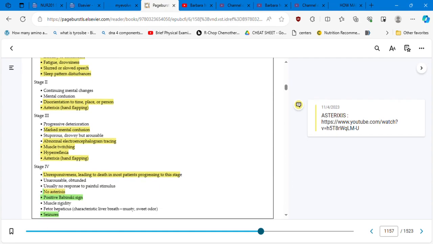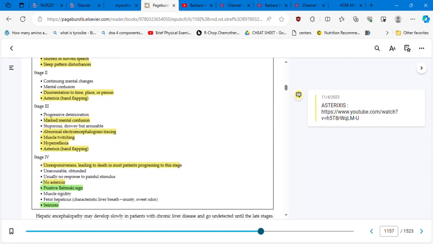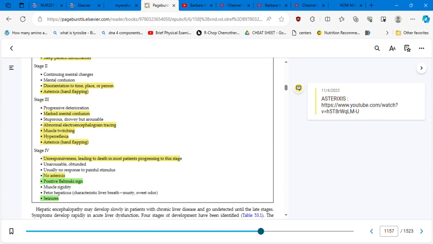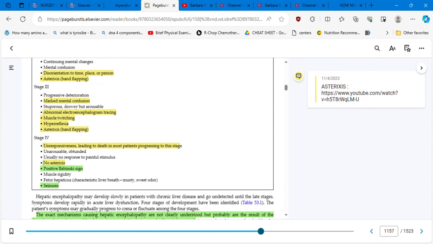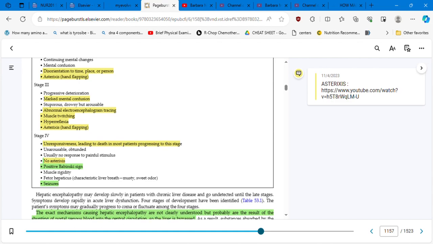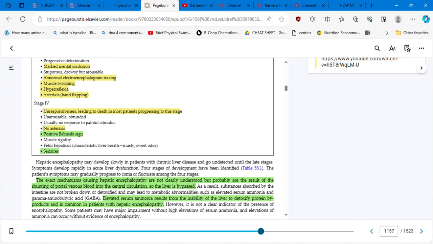In stage 3, we have marked mental confusion, abnormal electroencephalogram tracing, muscle twitching, hyperreflexia. In stage 4, unresponsiveness leading to death, and most patients progress into this stage. And in these stages, there is no asterixis. There is a positive Babinski sign and seizures.